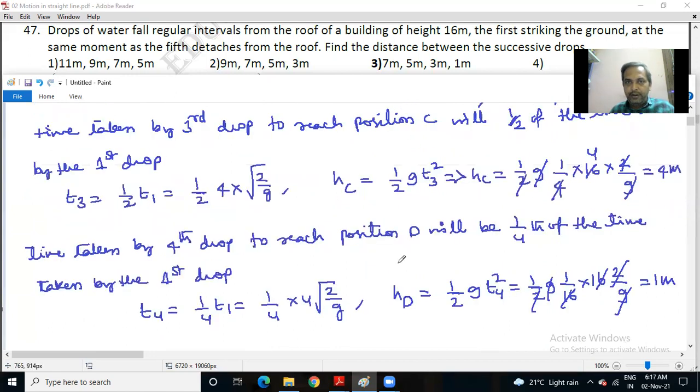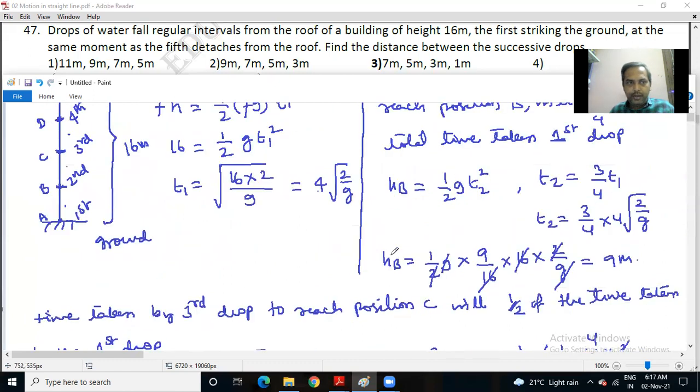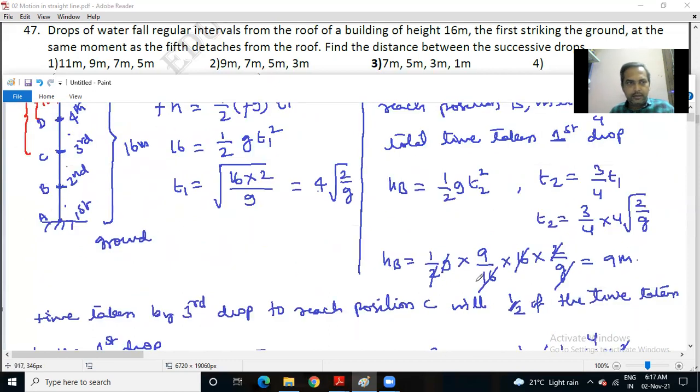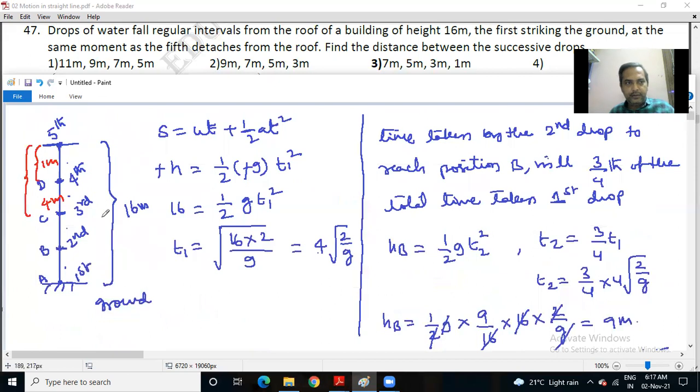So we need to find out the gap. You got this one at 1 meter. Here, the third drop is at point C, at 4 meters from the top. Next, the second drop is at 9 meters.